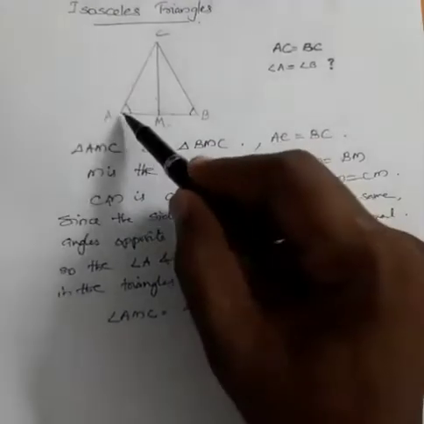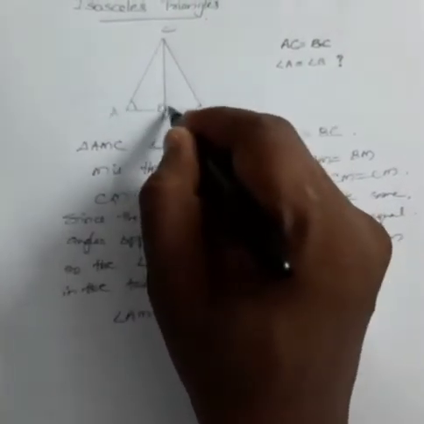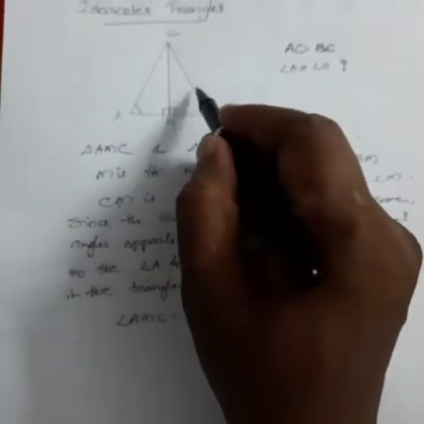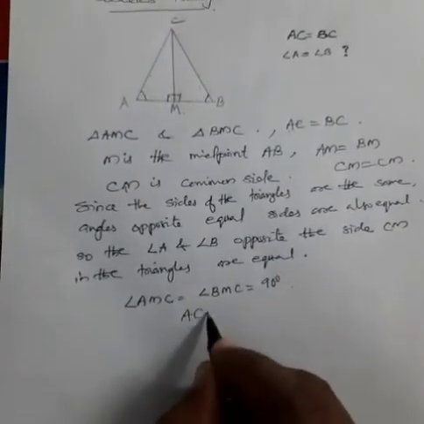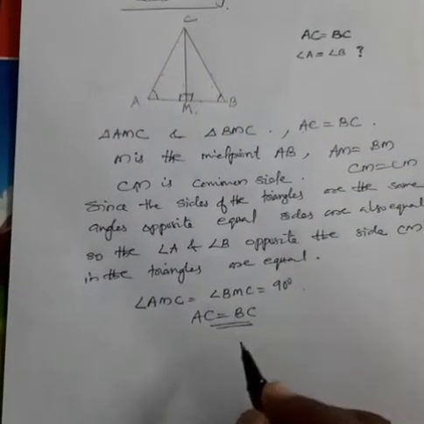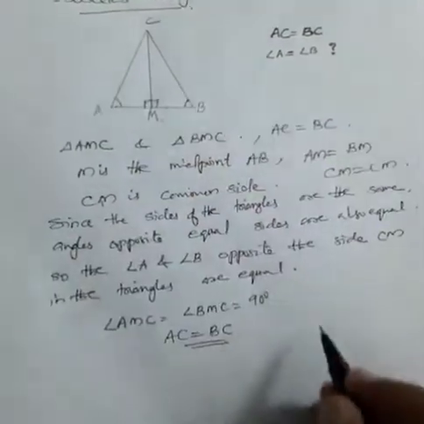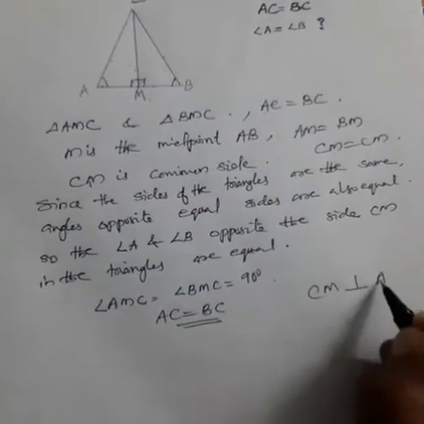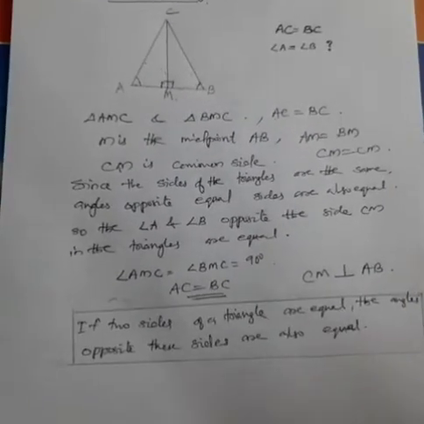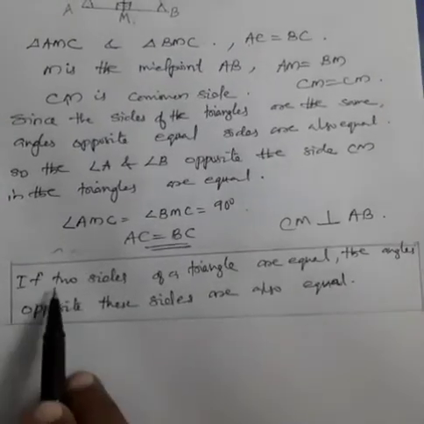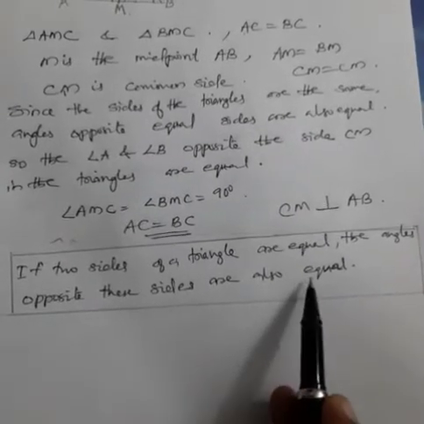In these two triangles, angle AMC is 90 degrees, and BMC is also 90 degrees. Opposite of this side is BC, opposite of this side is AC. So you can write AC is equal to BC also, and CM is perpendicular to AB also. So to remember the principle, if two sides of a triangle are equal, the angles opposite to these sides are also equal.